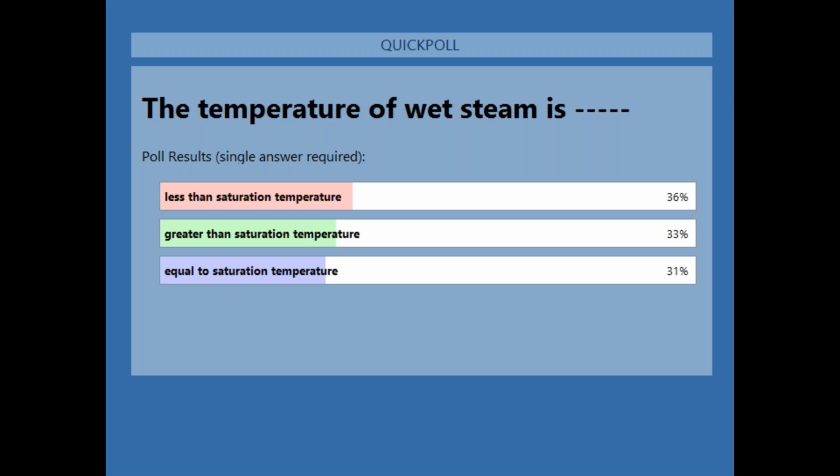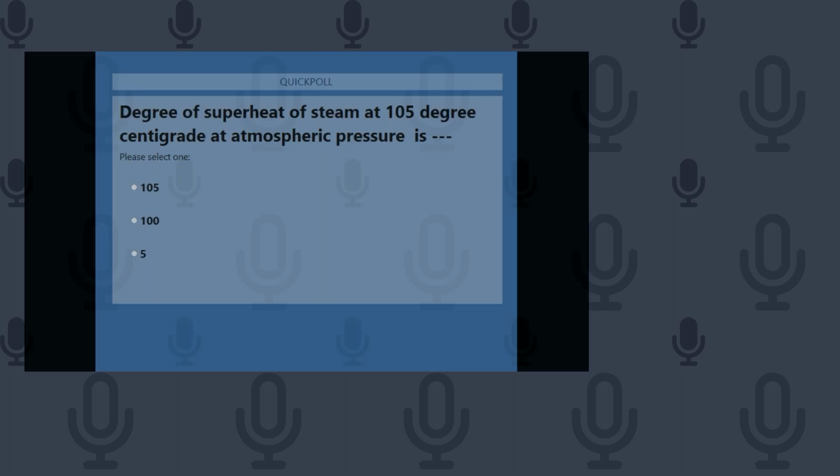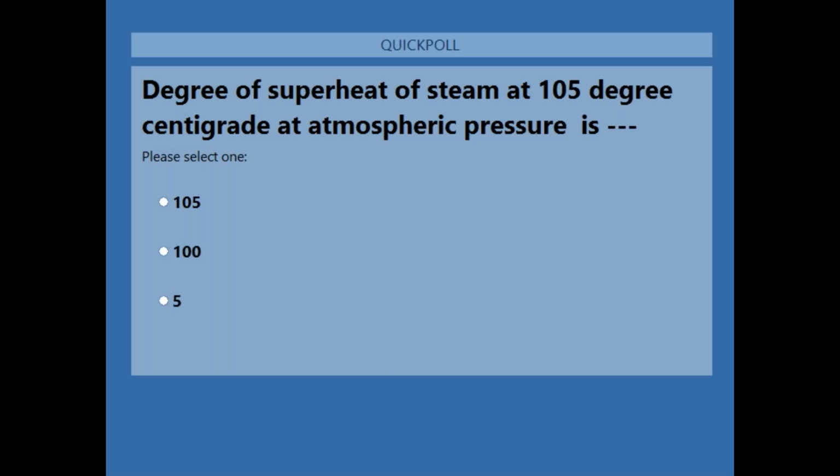Even if I had asked you what is the temperature of saturated liquid, it is the same, it is also equal to saturation temperature. If it is a dry saturated steam, still the answer continues to be the same. That is, it is equal to the saturation temperature. Okay. And the final question on this, let me hide this. And now let me move to the final question. Now let us see what you answer.